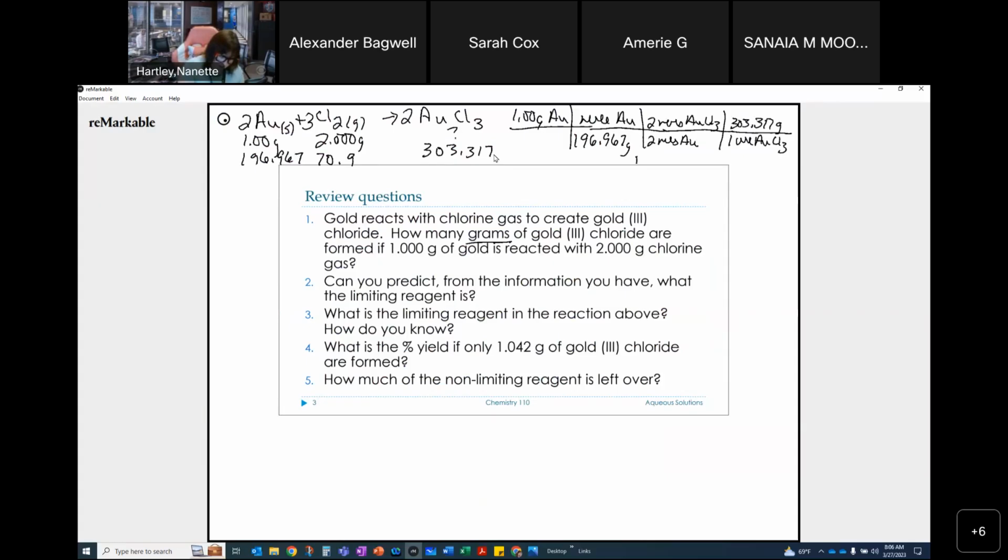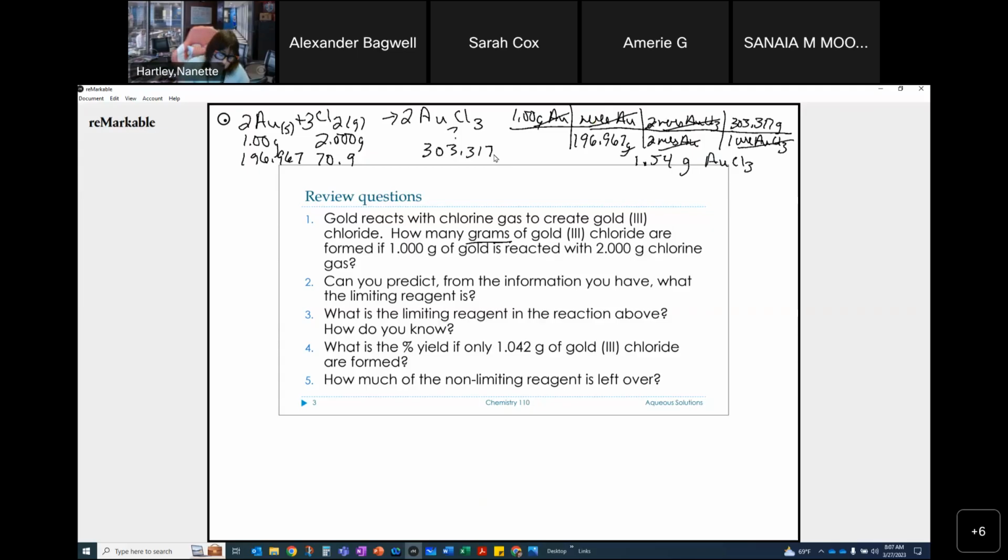I end up with 1.54, right, rounded to 3 sig figs. And of course, that cancels with that. My grams have canceled. My moles of gold have canceled. My moles of AuCl3 have canceled, and it leaves me with an answer in grams of AuCl3. Okay, there's that calculation. I also have to do the same calculation for my chlorine to see which is my limiting reagent.